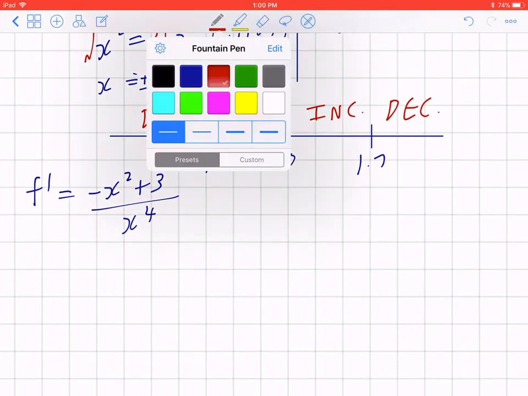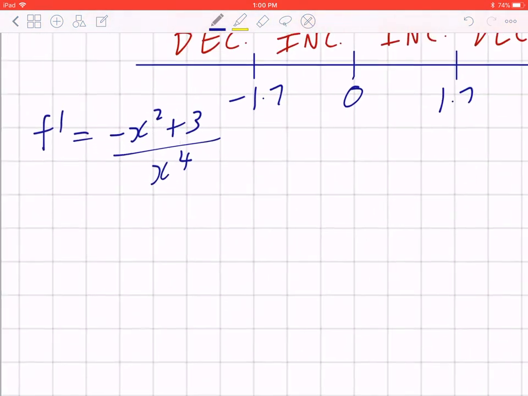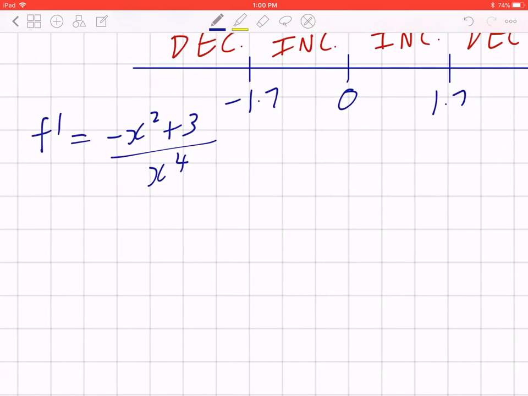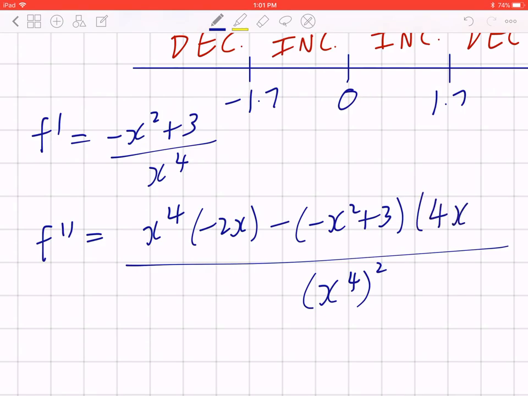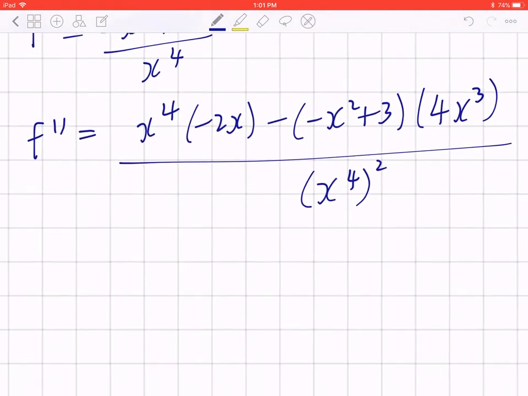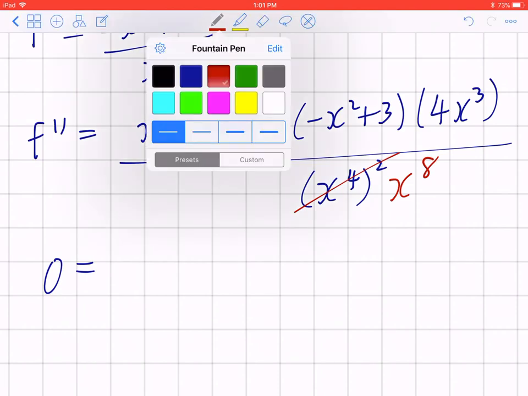Let's keep going. Once you find intervals of increase and decrease, you can find the points of inflection, which means we find f double prime. Again, you apply the quotient rule. Step 1, you square the bottom. Second step, you copy the bottom to the top. Step 3, you multiply by the derivative, minus, you copy the top. And the final step is you multiply by the derivative of the bottom. Your goal is to set this to 0, solve for x, but notice how the bottom is x to the power of 8. Let me use a different color.